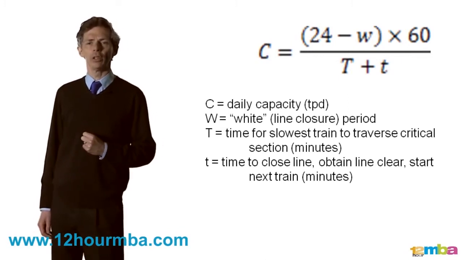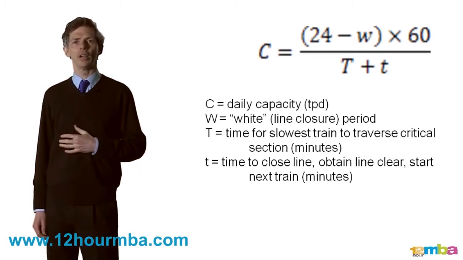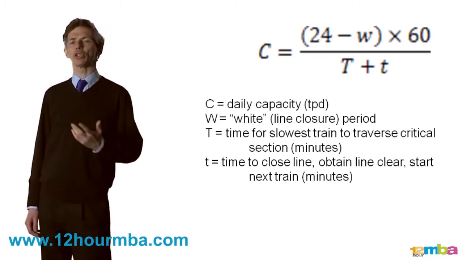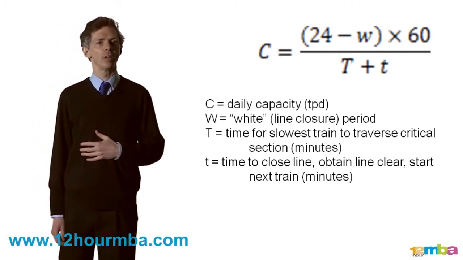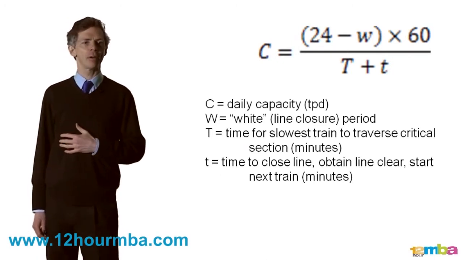It's quite common for a railway to be temporarily closed during the small hours of the morning for maintenance. And this is called a white period, because if we look at the train graph, there'll be nothing in there. The graph will be blank. So having adjusted for that, then obviously we're going to multiply by 60 minutes an hour.